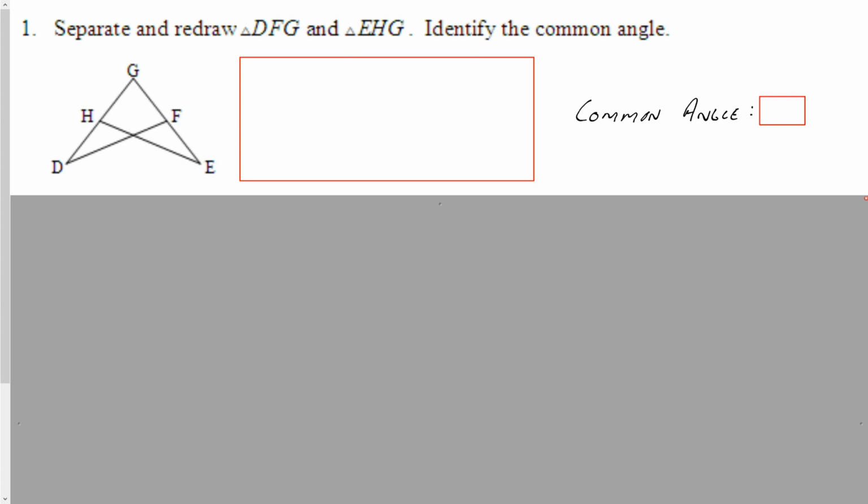This is something we have talked about in the past, where if you have triangles that are overlapping, it's a good skill to have to be able to pull them apart and redraw them as separate triangles. So I'd like you to do that right now. And then once you've done that, identify the common angle. What full angle do these two triangles share?